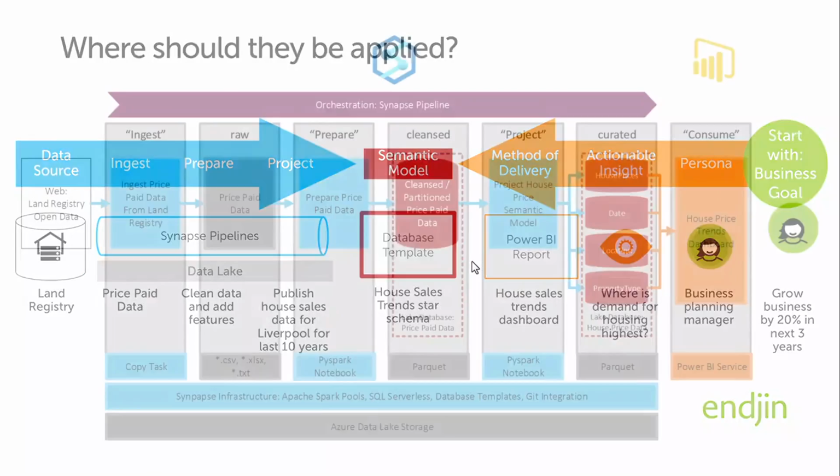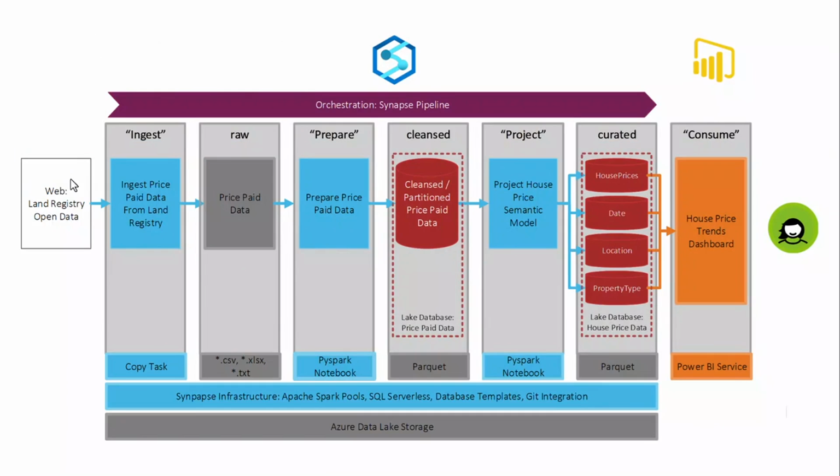And taking this approach then leads to this type of architecture being implemented. We've got the raw data on the left. It's going through the ingest, prepare, and project stages of the lifecycle, all orchestrated through a Synapse pipeline. We're leveraging different tools in the Swiss Army knife that we talked about to put the data through this lifecycle. And at the end of the pipeline, we've defined the target schema using a database template. So it's the mini star schema that we want to present to Power BI. So Power BI can import the data and generate that model in Power BI that powers the report, delivering the actionable insight to the persona that we identified in our earlier analysis.